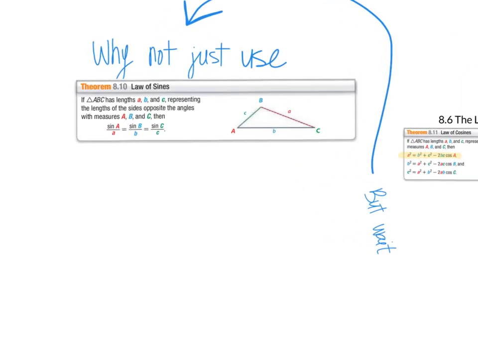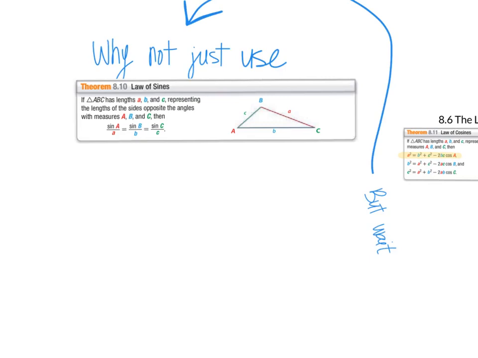And let's say that we know what angle C is equal to, and we know what A is, and we're trying to figure out what the measure of angle A is. Would we be able to use the law of sines to figure that out? Yes, definitely. That's actually a perfect setup for using the law of sines.